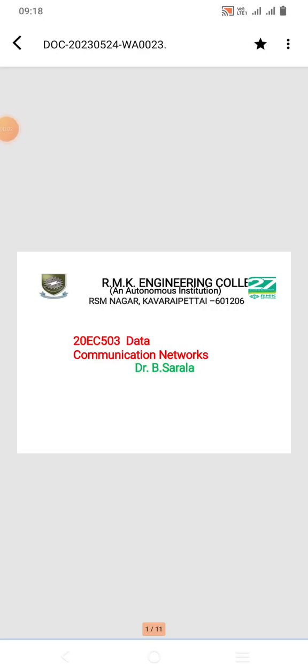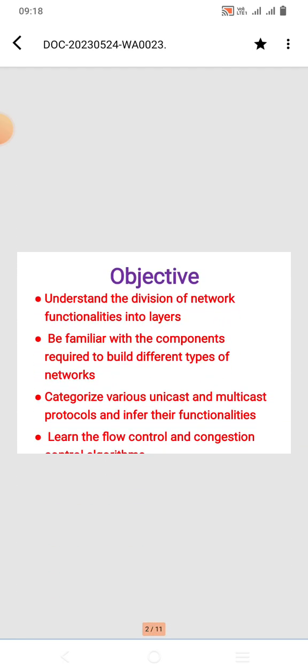This is Sarala. In today's session, we discuss the SNMP protocol, which is nothing but the simple mail transfer protocol, in Unit 5. So, before entering into the topic, let us see the objectives of data communication networks.